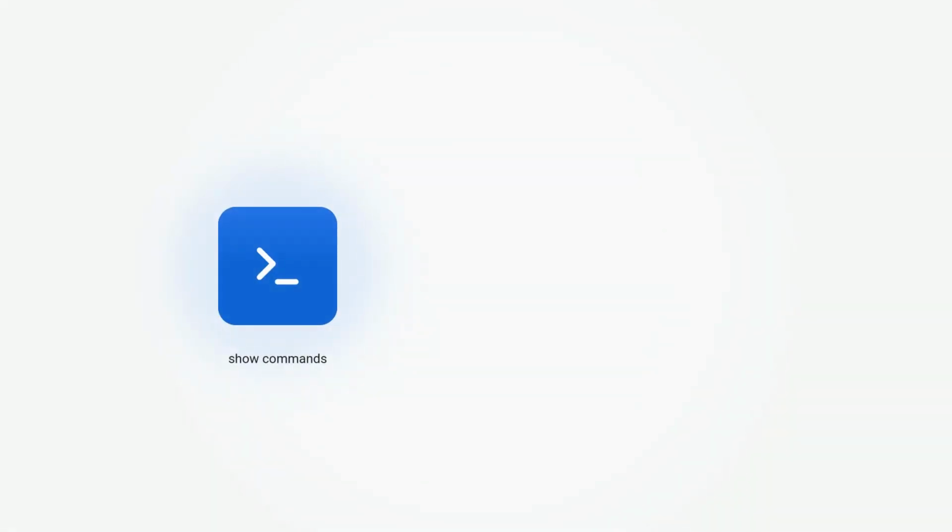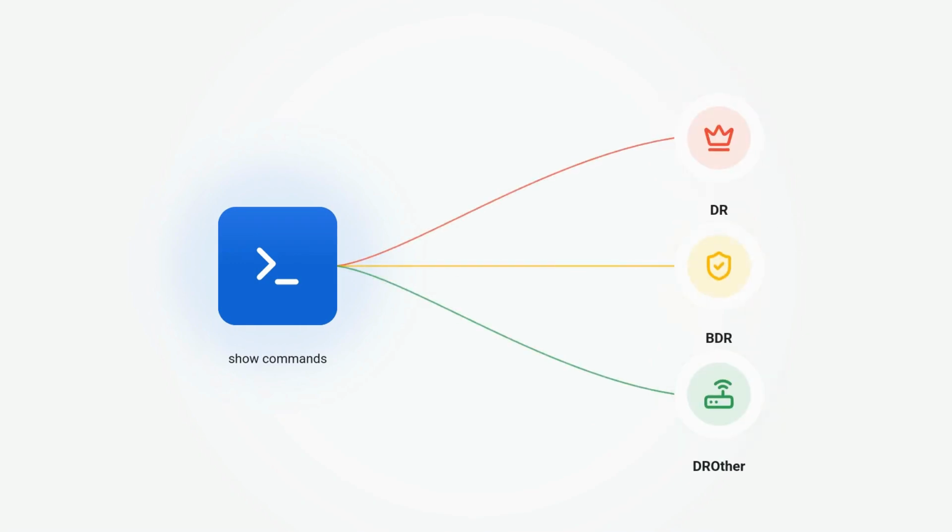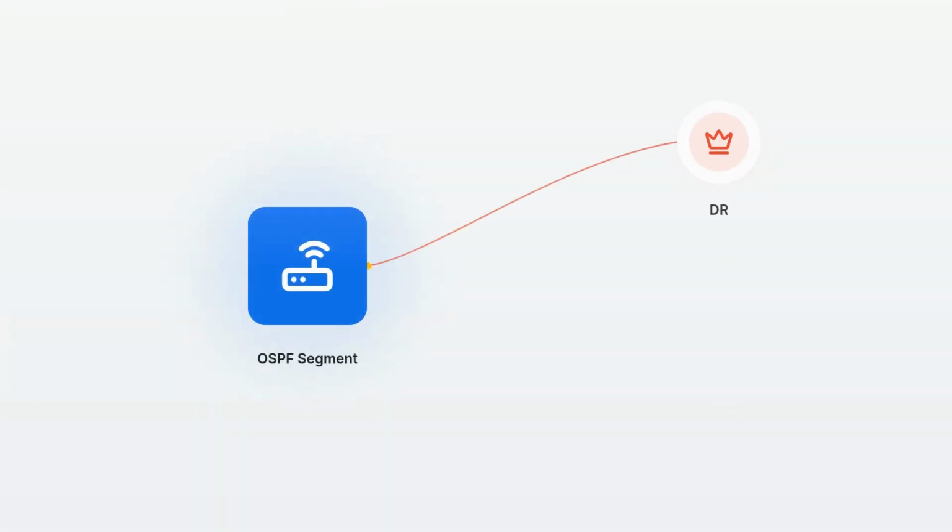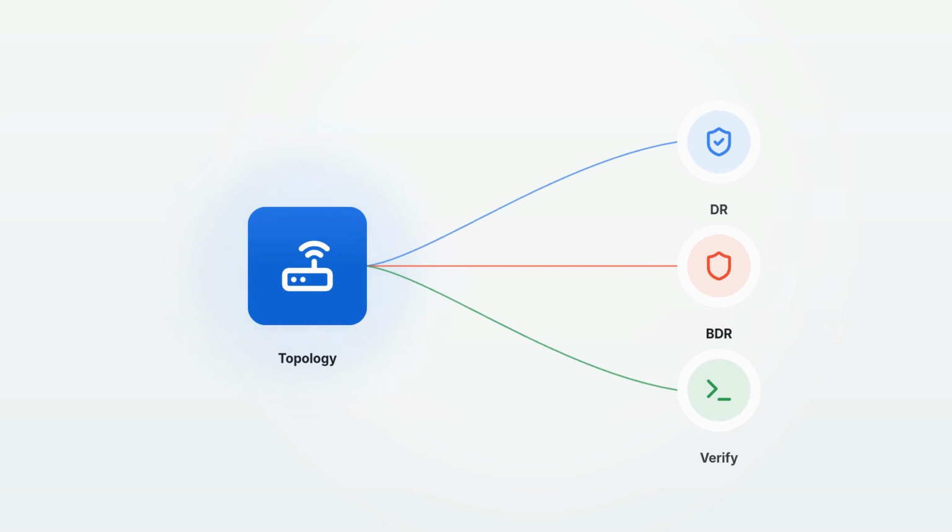This is the main verification step. Use the show commands on the segment, then confirm which router is DR, which is BDR, and which ones are DROTHERs. Read the output, match it to the topology, and confirm the roles. So that's the workflow. Understand the roles, influence the election when needed, then verify the result.